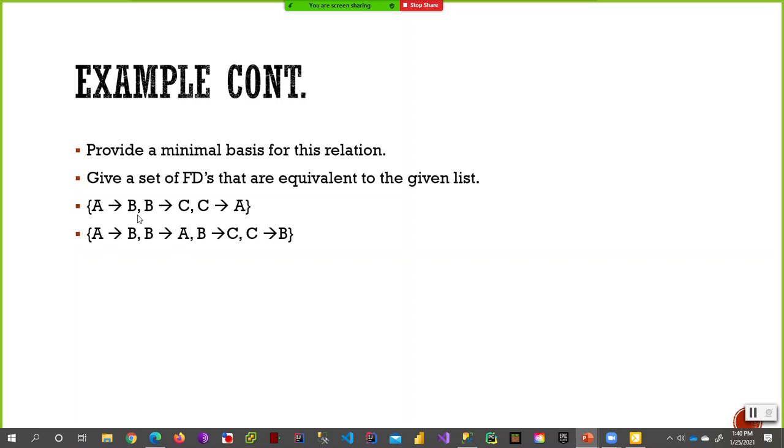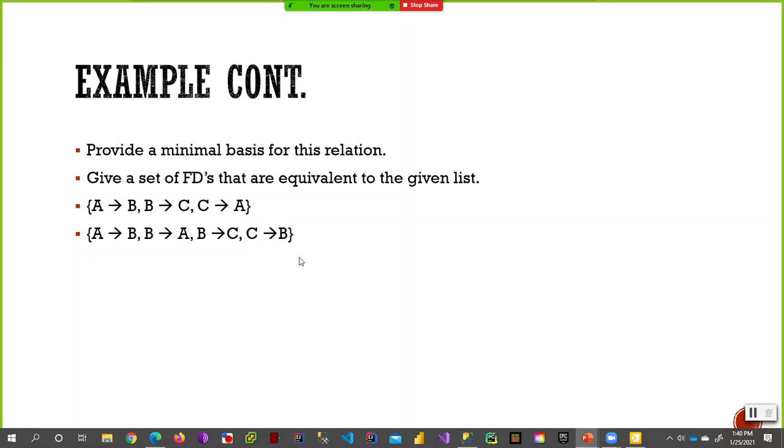So A functionally determines B, B functionally determines C, and C functionally determines A. From that, we understand that A functionally determines C. The thing that we didn't understand before, C functionally determining A, you have to list that literally whenever you're doing a basis set for it, because the transitive rule doesn't work in a loop, right?